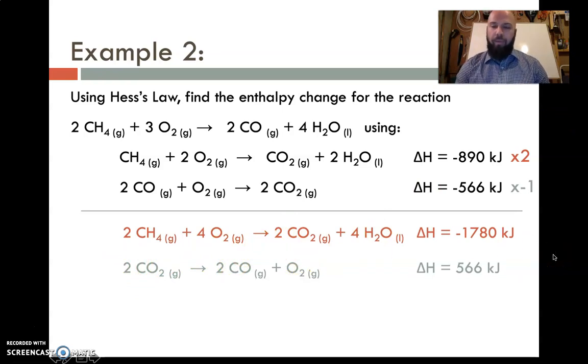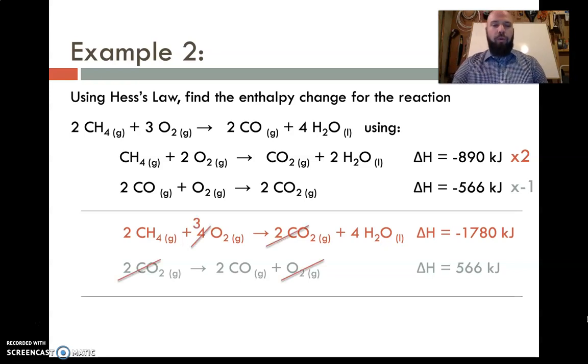When we do that, you need to remember to flip the enthalpy by multiplying it by -1. The synthesis reaction is an exothermic reaction releasing 566 kilojoules of energy, but the decomposition is the reverse. It's endothermic. It needs 566 kilojoules to enter that system for it to occur. Once you do that, you can total up all the different values.